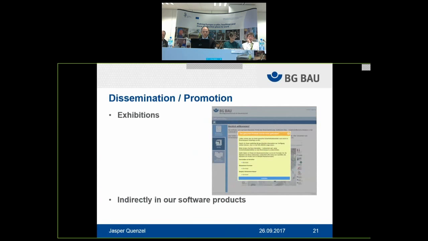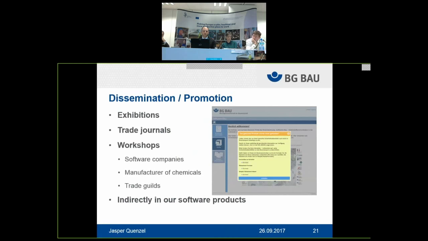We publish articles in trade journals, and of course, this we do not only for the solution we developed in SDP Transfer, but for all our tools. And there are workshops at the software companies, at the manufacturers of chemicals, and trade guilds, especially, where we get to teach the youngsters on how to use our solutions.